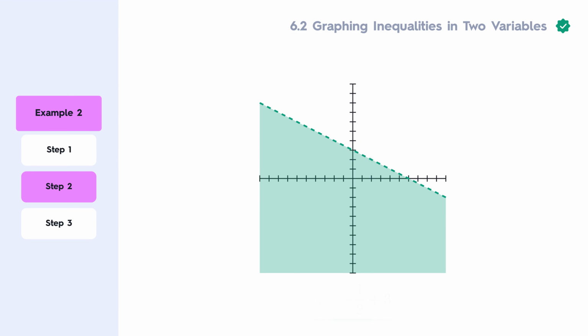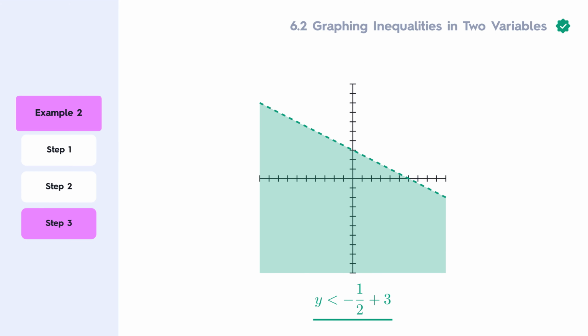Next, we'll check if the boundary line is part of the solution. Since the line on the graph is dashed, this means points on the line itself are not included in the solution. Therefore, we're looking for an inequality with either greater than or less than. Our final step is to identify which side of the line to shade. The region below the line is shaded, so this corresponds to values of y that are less than the line's equation. This indicates an inequality of the form y less than negative 1/2 x plus 3.